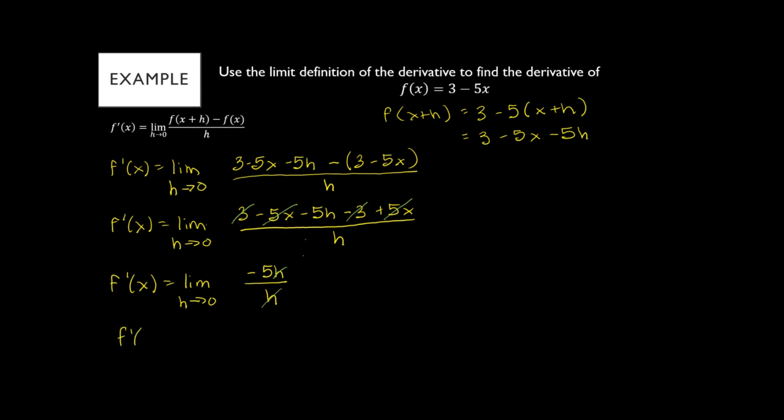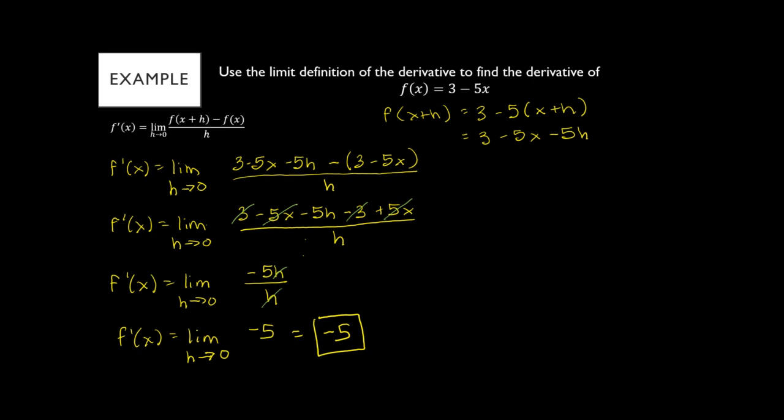And so f prime of x equals the limit as h goes to 0 of negative 5. And then it's at this point that you would be plugging in, essentially plugging in 0 for h. But h doesn't exist. We would just get negative 5. So our derivative is negative 5. And that is the slope of this line. So this definition of the derivative does give you the slope of a line.